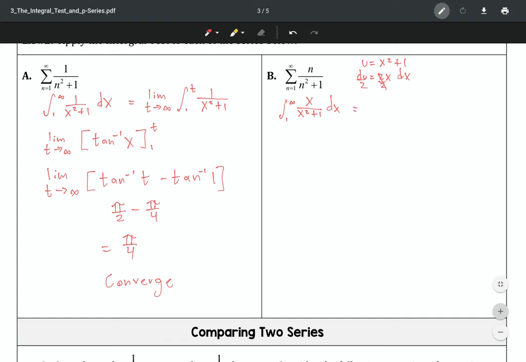All right, so I'm going to go ahead and write the limit because this is going to be an improper integral, as T. Remember that you can use any letter that you want instead of T.